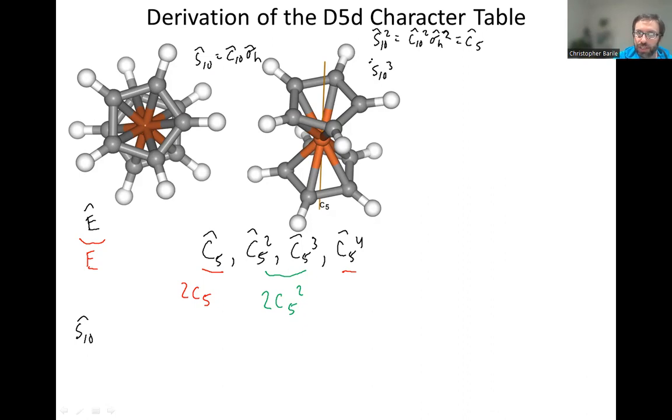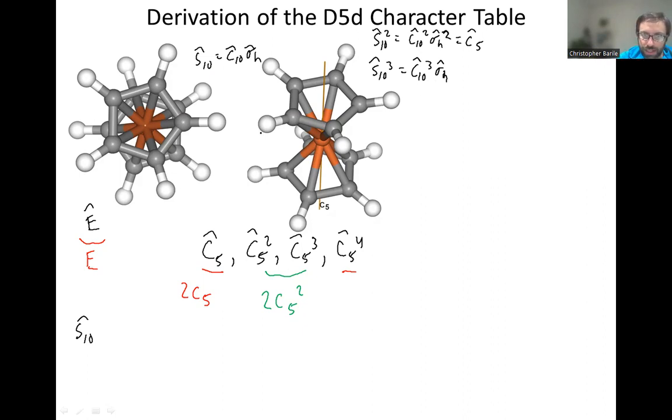But we can do S10 three times. That's going to be equal to C10 three times, followed by sigma H three times, which is just equal to sigma H, because three flips is just equal to one flip, right? Top to bottom, bottom to top, top to bottom. So the net was just top to bottom. That's equal to a flip. So this is actually a unique operation.